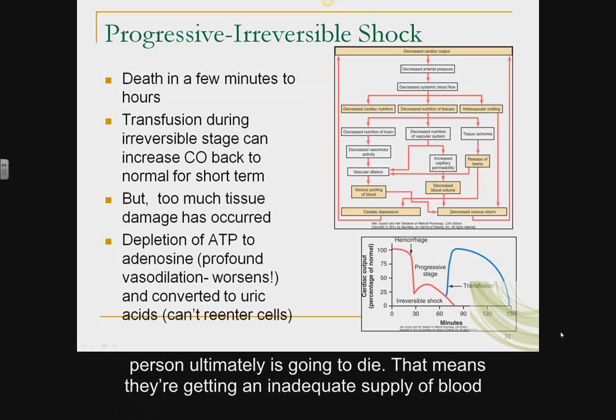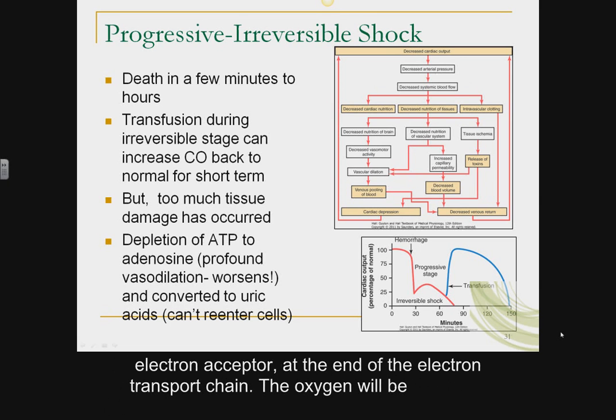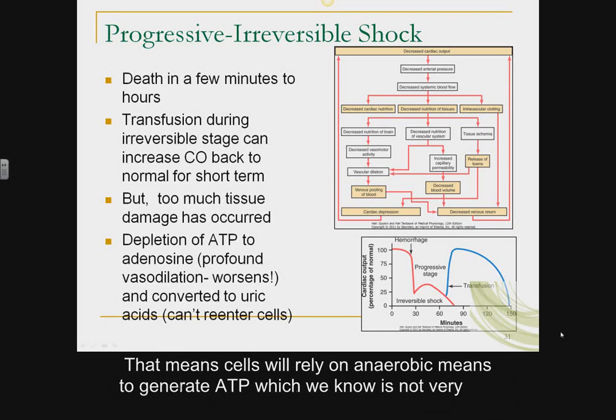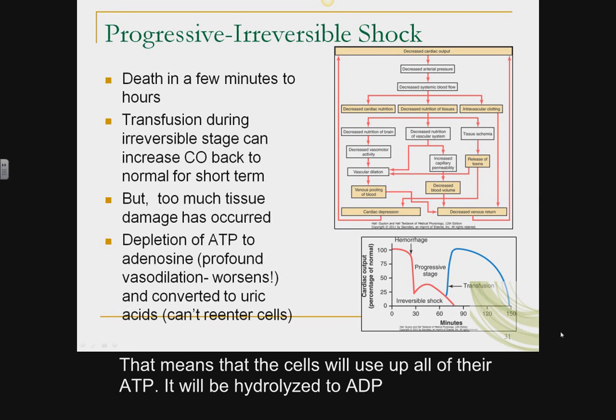That means they're getting an inadequate supply of blood volume. That means that they're going to consume all of their cellular oxygen as the end electron acceptor at the end of the electron transport chain. The oxygen is going to be depleted. That means they won't be able to make ATP through oxidative cellular respiration. That means cells will rely on anaerobic means to generate ATP, which we know is not very robust. The cellular demand for ATP will outmatch the ability for the cells to regenerate it. That means that the cells will use up all of their ATP.